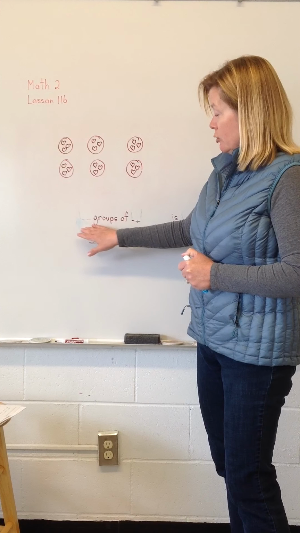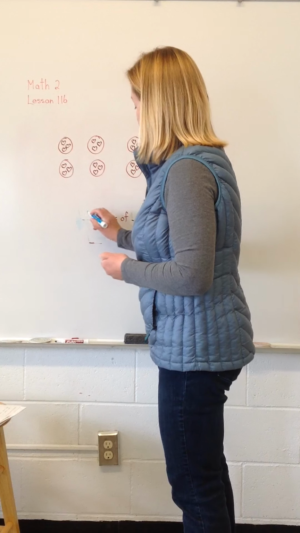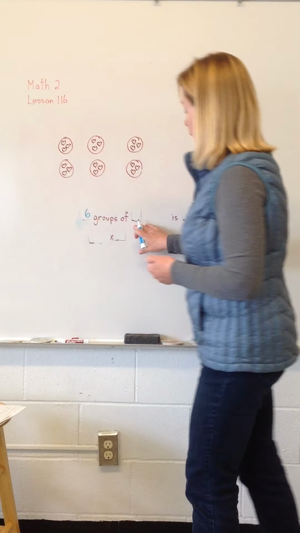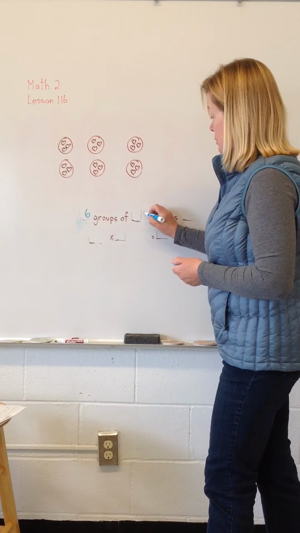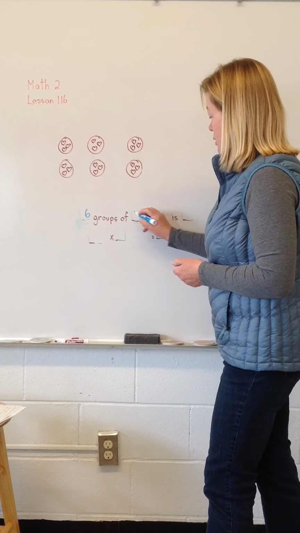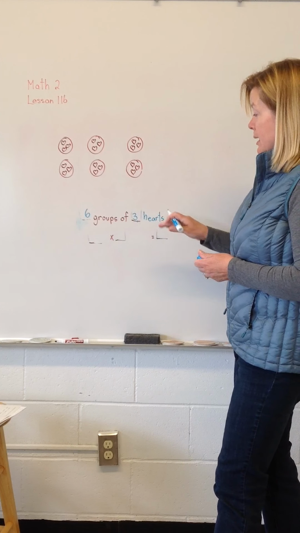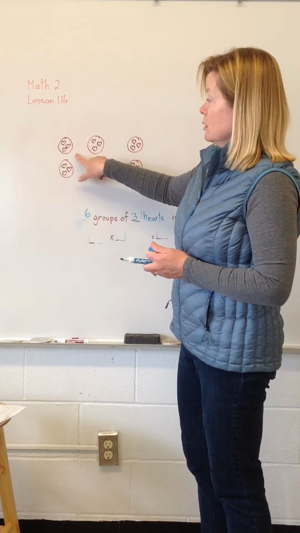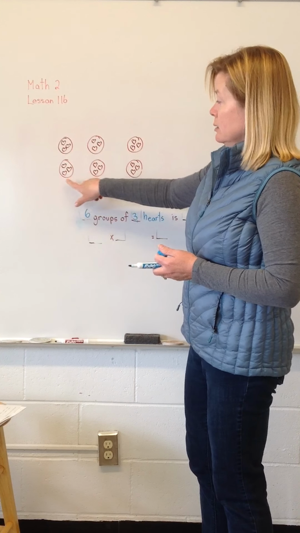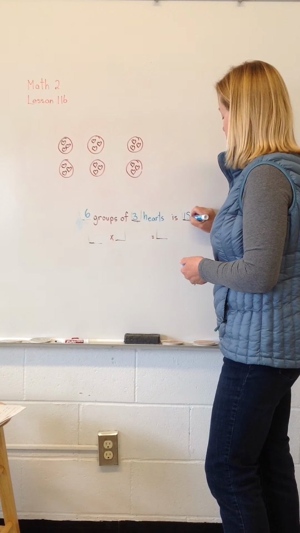So, how many groups do I have? Remember, I have 6 cupcakes. How many hearts did I put on each one? I should write my label in. If I did 3, 6 groups of 3 is how many? We'll count by 3s. 3, 6, 9, 12, 15, 18. So we have 18 hearts.